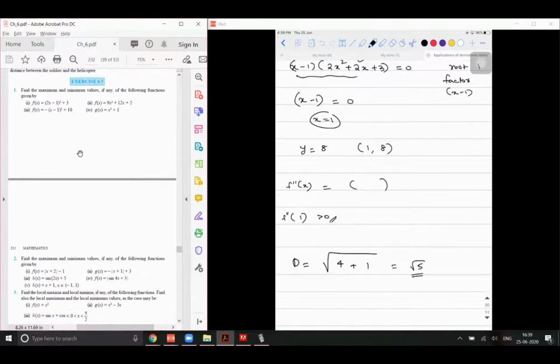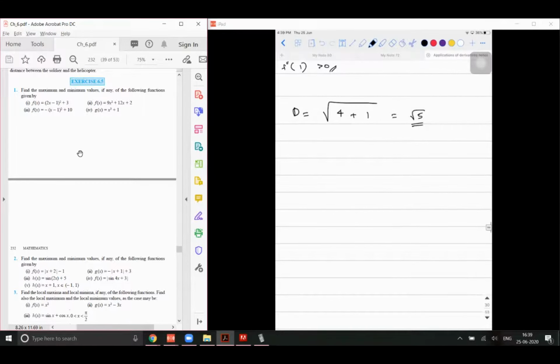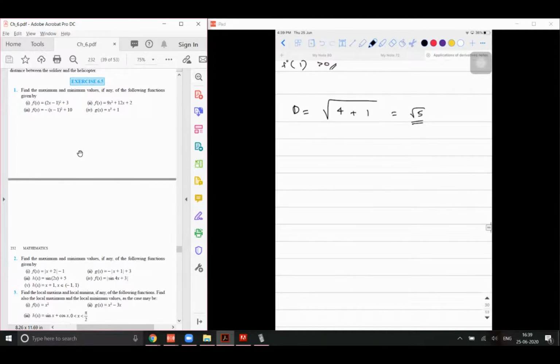Now can you people start the problem in the exercise? So this chapter is almost over. As I told you, the fourth exercise is very simple, that we can concentrate on in the next class. This class we concentrate only on the maximum and minimum part.